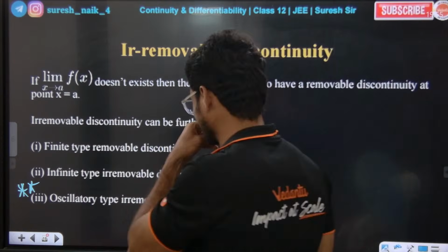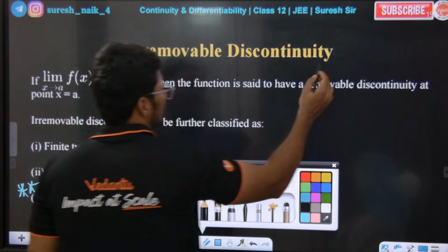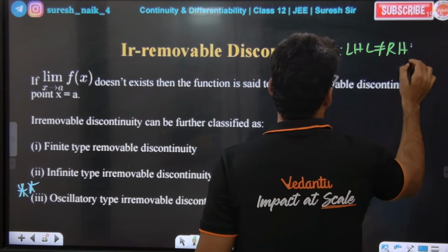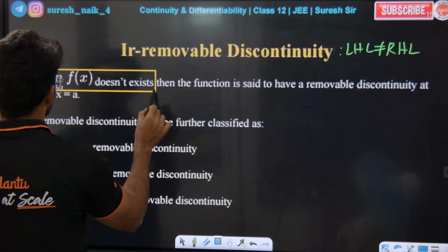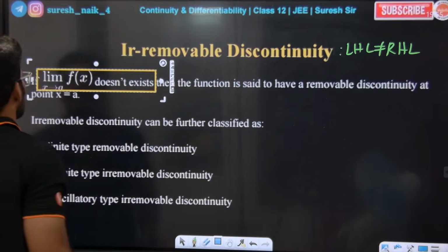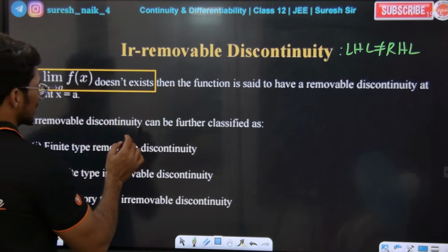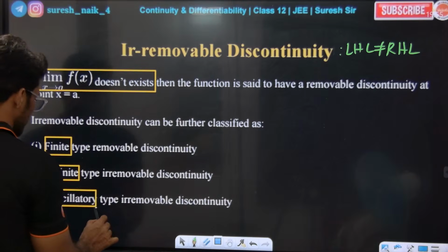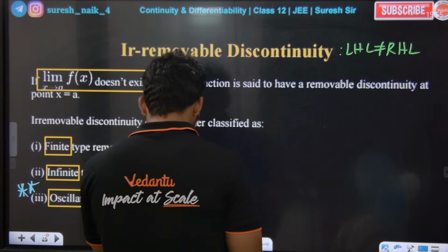First we'll try to discuss one by one. Guys, what is the definition? Here the limit does not exist. First, LHL and RHL are not equal. The limit of the function at x equal to a point does not exist. Are you getting the point? So irremovable discontinuity can be further classified as finite, infinite, and then oscillatory type. Finite, infinite, oscillatory.